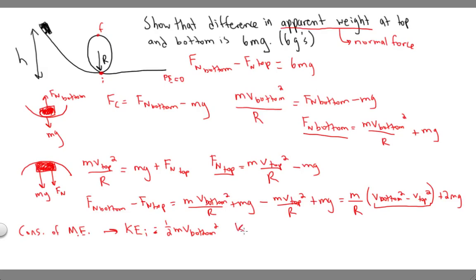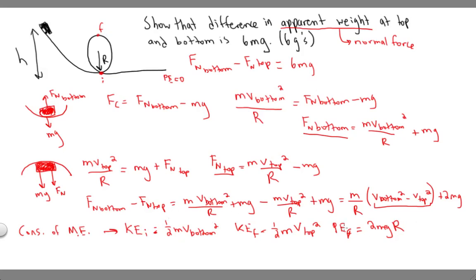The kinetic energy final is equal to 1/2 m, and can you guess what comes next? V top squared. And this time we do have potential energy at the top. Now, if the radius of the circle is r, that means that the height at the top of the loop is 2r. So mgh is our equation for potential energy. This time it's going to be mg times 2r, 2mgr. Alright, so we're really almost done here.